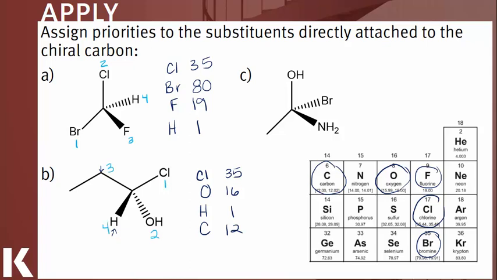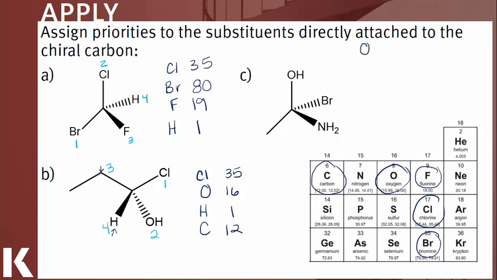Now, you're probably noticing a trend at this point. If a hydrogen is present, it is always the lowest priority group because, well, it's the smallest atom on the periodic table, right? All right, let's do one more. Again, we're only concerned about the atoms connected directly to that chiral carbon.